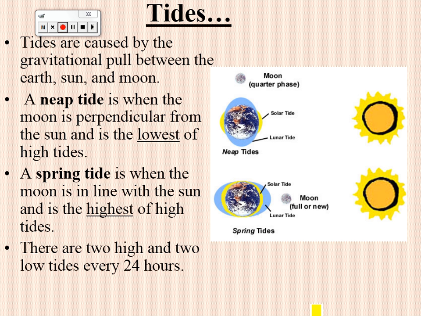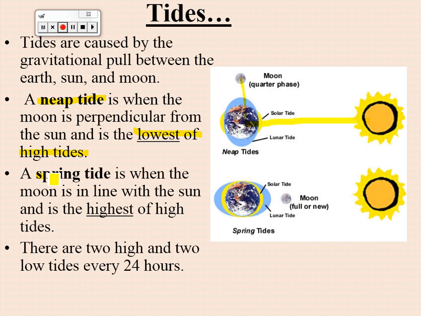Okay, tides. Tides are caused by the gravity that exists between the Earth, Sun, and Moon. And there are two main types. A neap tide is the lowest high tide. So it's still a high tide, it's just the lowest high tide. And it's when they are perpendicular. So this is going to be a neap tide because the moon, earth, and sun are perpendicular. They are not perfectly lined up.